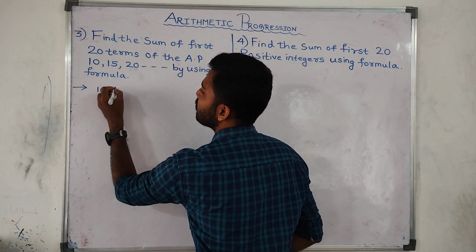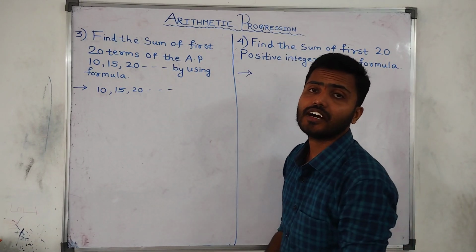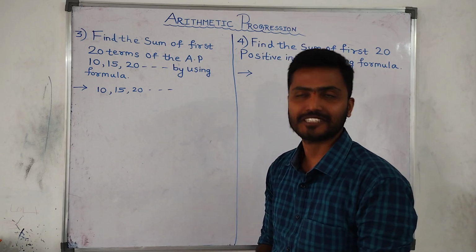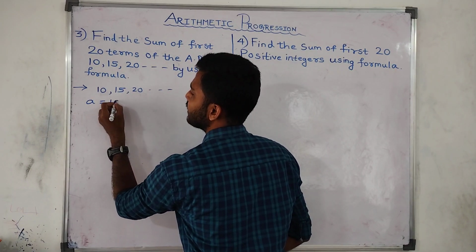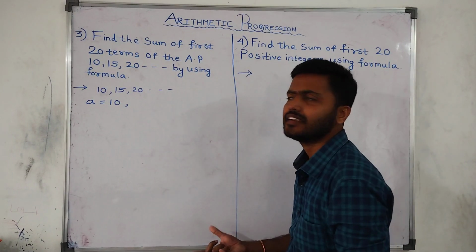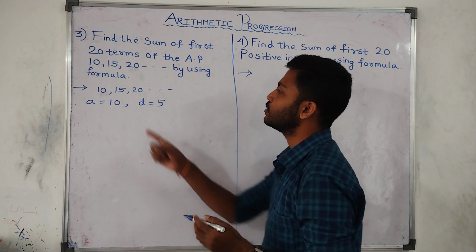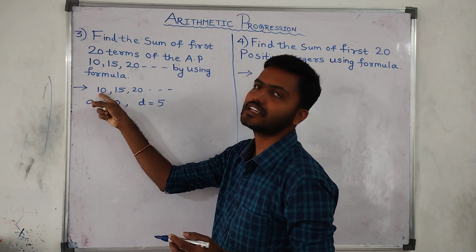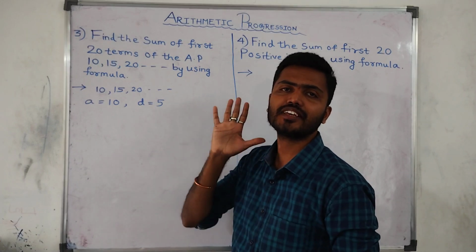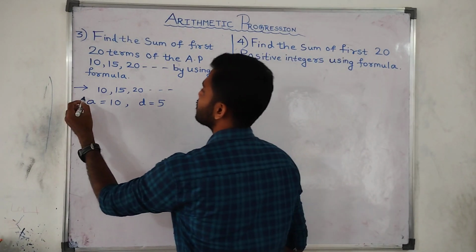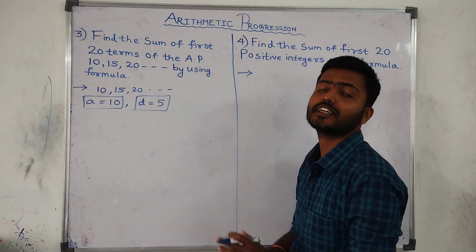So 10, 15, 20 and so on. So this is nothing but our given arithmetic progression. Now let us write down the values of a and d. So a value is 10 and clearly the value of d is going to be 5 because second term minus first term, 15 minus 10 is 5, 20 minus 15 is 5. So the common difference, my dear students, is 5. Okay, so now we have got the value of a, we have got the value of d. So now let us substitute it in the formula.